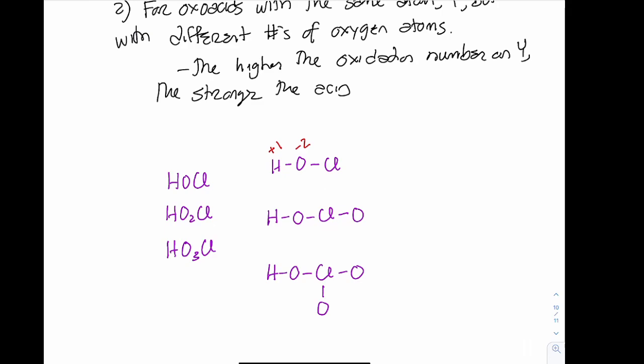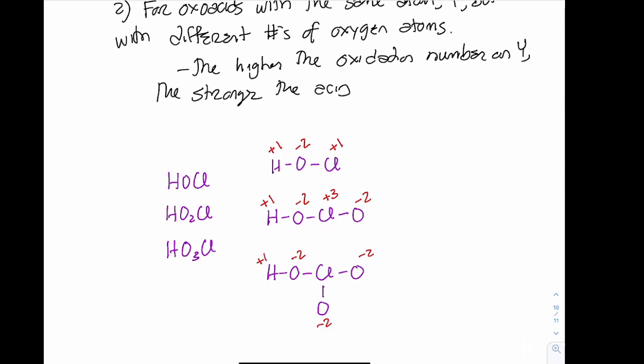The charge is 0, so this has to be a +1. This oxygen is a -2. This oxygen is also a -2. It's not in a peroxide or bonded to fluorine. Hydrogen's still a +1, which means this chlorine has to be a +3. A -2, a -2, a -2, and a +1.